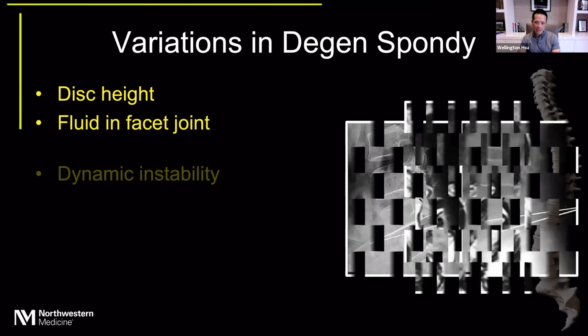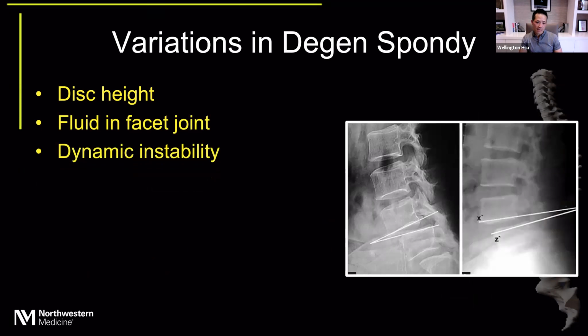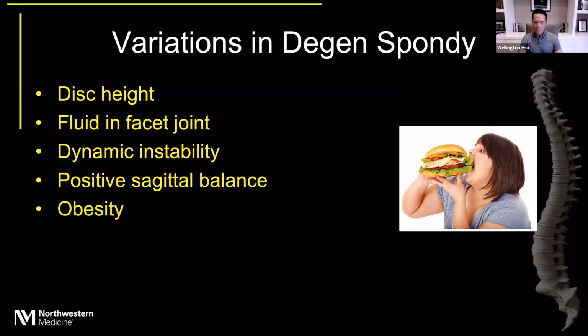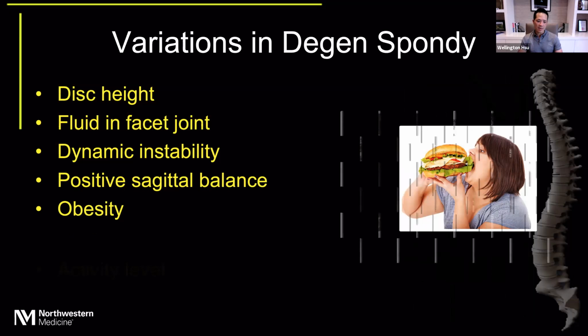Fluid in the facet joint. There can be dynamic instability that makes a patient need an interbody more if they're moving back and forth on flexion extension views. Positive sagittal balance will lead us towards an operation that will create more lordosis versus the flip side. Obese patients will tend to think about minimally invasive applications a little bit more than an open, solely because there are more risks to open cases in these patients.